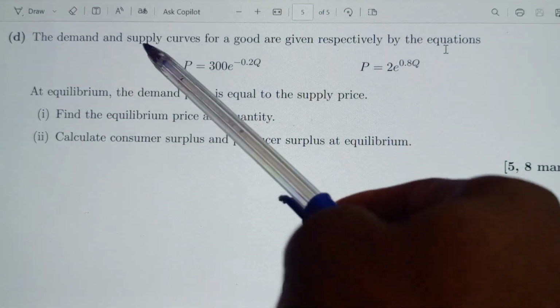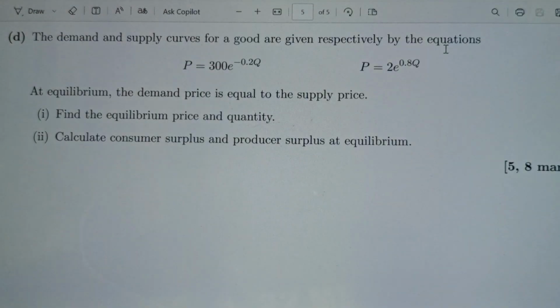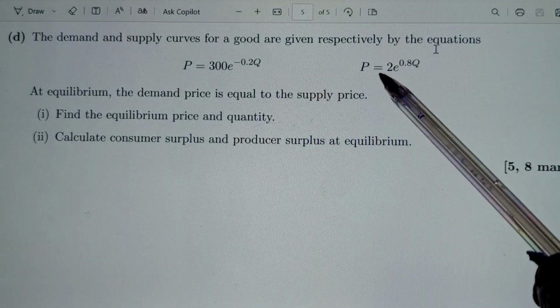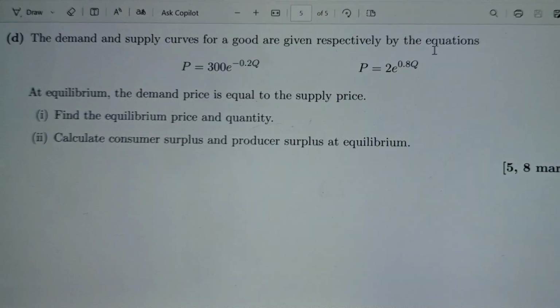So will these equations bear the matching? The demand is P = 300e^(-0.2Q), while the supply is P = 2e^(0.8Q). Remember, at equilibrium, the demand price is equal to the supply price. So we will just equate the two equations for us to find the value of Q and P.